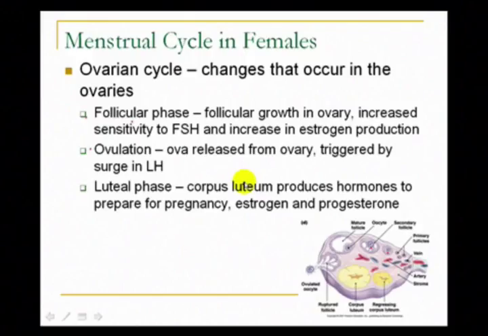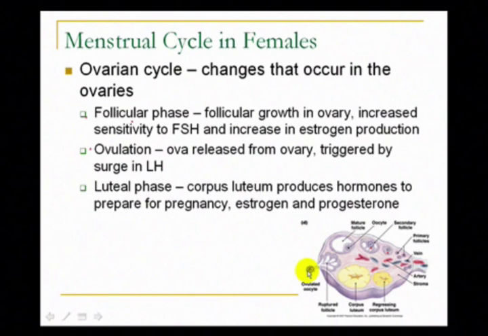It's also producing an increased amount of estrogen. The ovaries will be producing estrogen, and that matures the follicle. So during the follicular phase, the follicle is growing. That's easy to remember, right? And then ovulation is just ovulation. We're all pretty familiar with that.